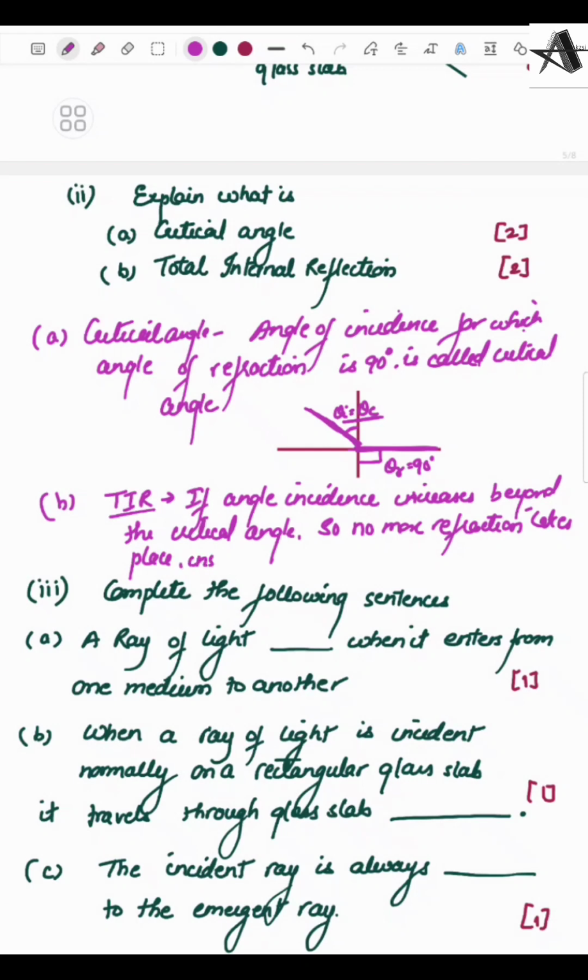Instead, the light bounced back in the same medium, which is called total internal reflection.